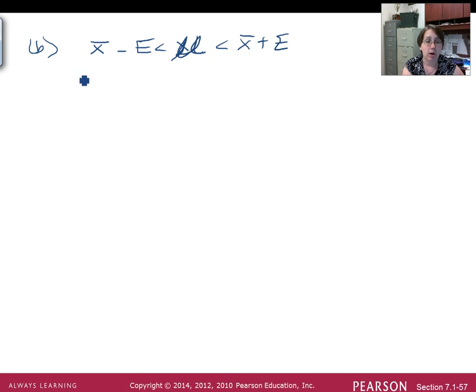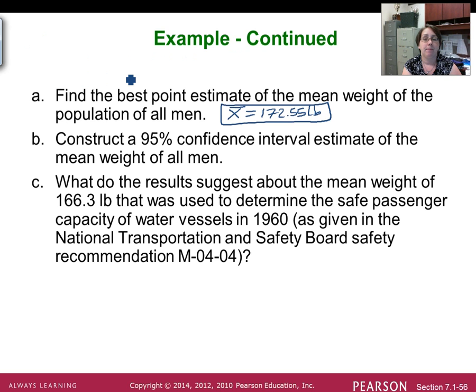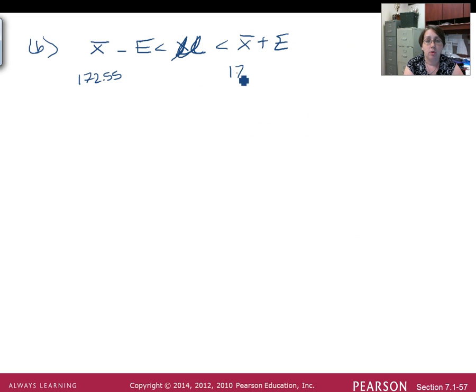Now, x bar is the 172.55. Did I get that right? Yes. All we need to find is e, so we can add it and subtract it. So how do you find e? E is equal to z alpha divided by 2 times sigma divided by the square root of n.